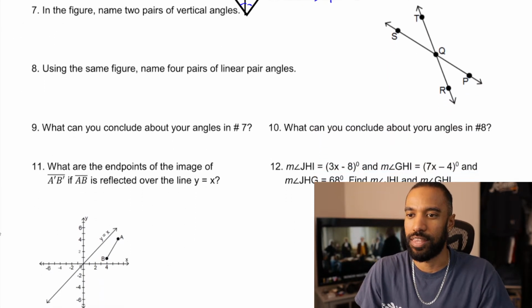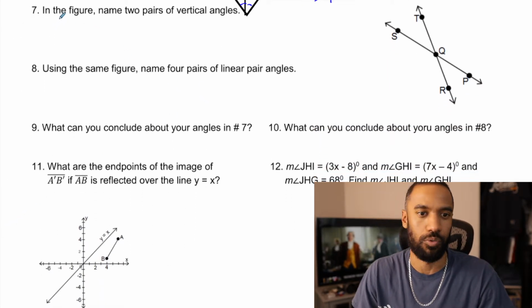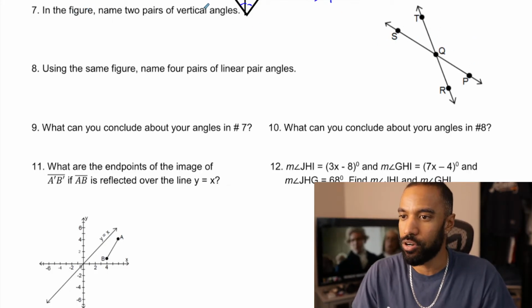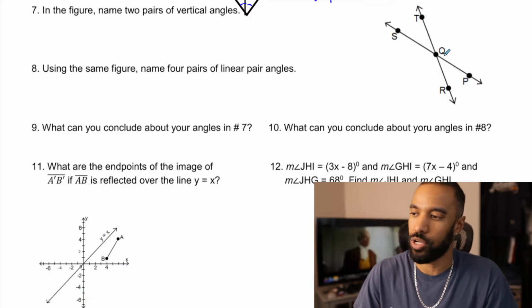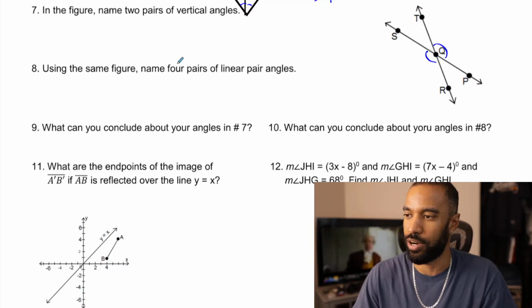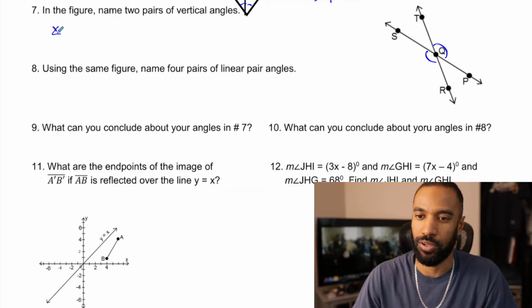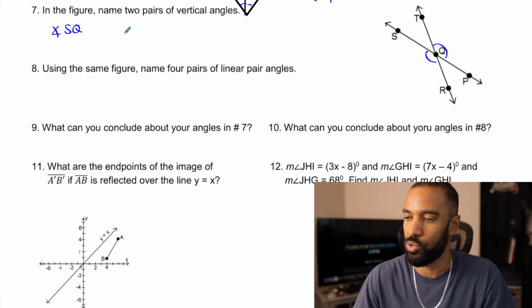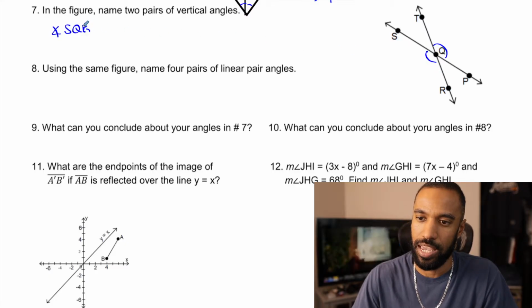Okay, enough on that. Not even talking about quadrilaterals now. We'll probably go back to them. In the figure, this figure, name two pairs of vertical angles. Vertical angles are angles that are opposite each other when lines intersect. So here's a vertical angle pair right here. We name angles with 3 letters if it's ambiguous. SQR is paired up with, right, it's a vertical angle pair.